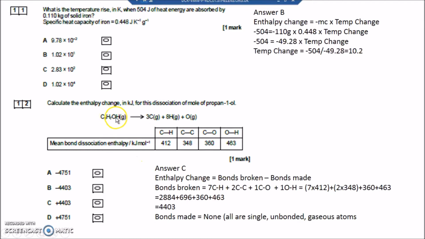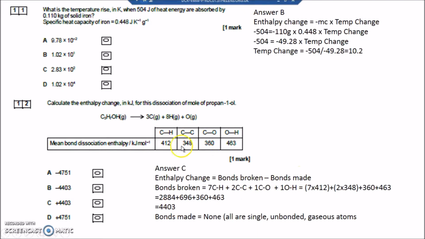There's 8 H's there. That H is bonded to the O. The other 7 H's are bonded to C's. So 7 carbon to hydrogen bonds. In there I've got a carbon bonded to a carbon bonded to a carbon, so I've got 2 carbon to carbon bonds. I've got a carbon then bonded to an oxygen, so I've got one of those, and I've got an oxygen bonded to a hydrogen. If I add all of those up from these values here, it comes out as 4403. So my bonds broken is 4403.